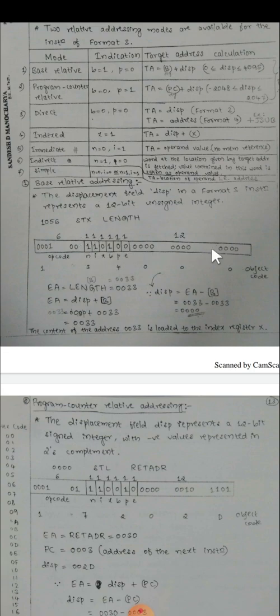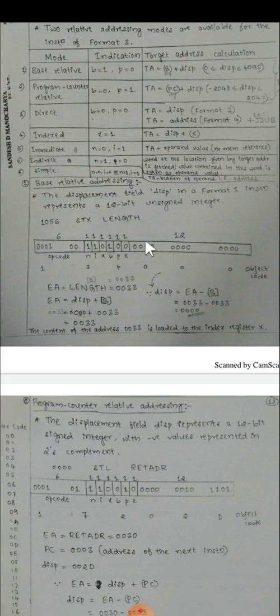Next we have to find out the displacement with the formula given here. Since it is base relative addressing mode, we have to find out a target address. That target address formula is B plus displacement, but in our format 3, we have to fill this 12 bits of displacement. We don't want the target address value, we want the displacement value. So the equation will be displacement is equal to target address minus base register, that is B.